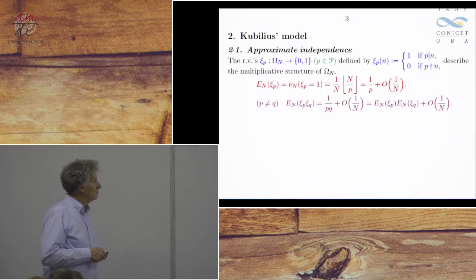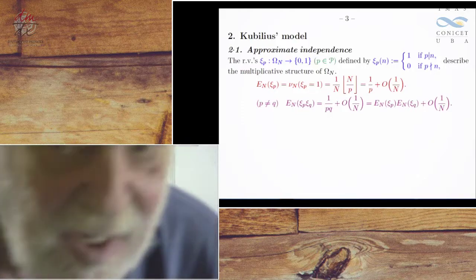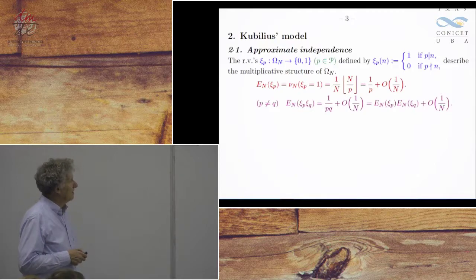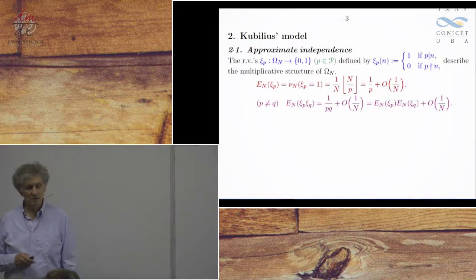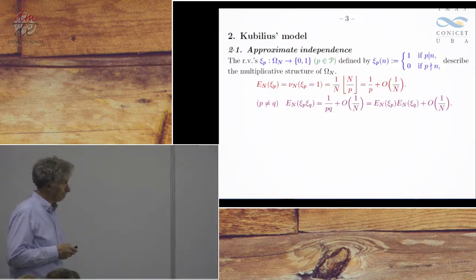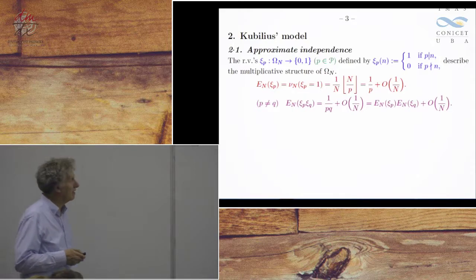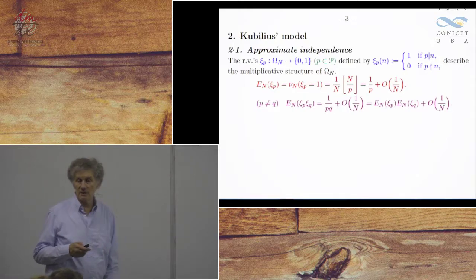And if we look at the expectation of the product of two such variables, arithmetic functions but also variables, then we see that it is well approximated by 1 over pq, which is just the product of the approximations of En of psi p. So these variables are not completely independent because there is a remainder here, but they are approximately independent.